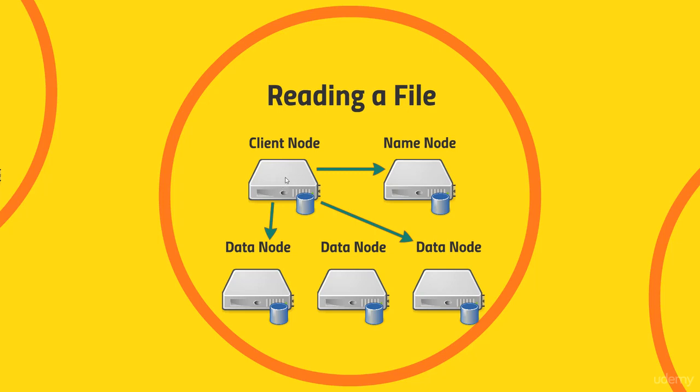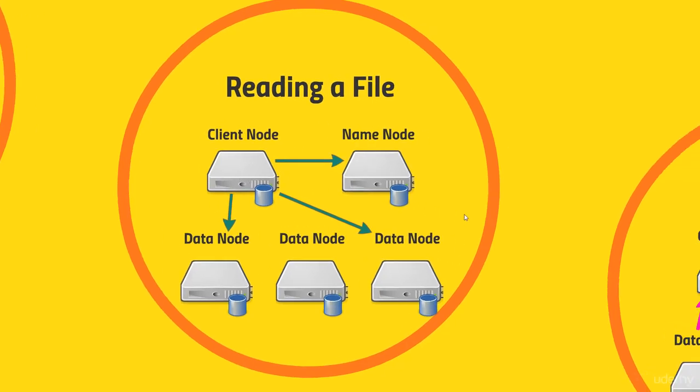But architecturally, the point is your client node first talks to the name node to figure out where that file is stored, which blocks are on which data nodes, and which ones are the most efficient data nodes for you to reach from your client. And it will then direct your client node to go retrieve data directly from those data nodes that it wants.